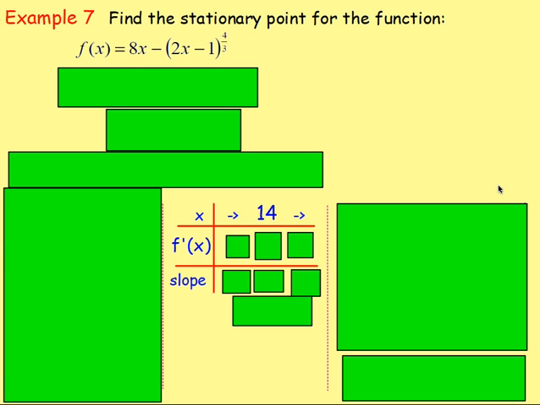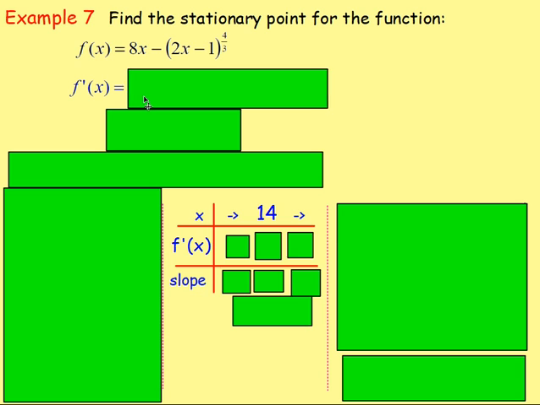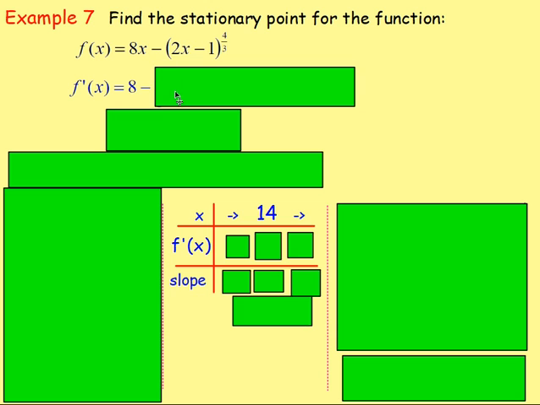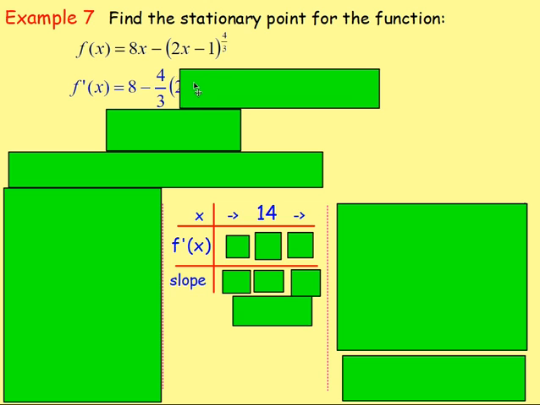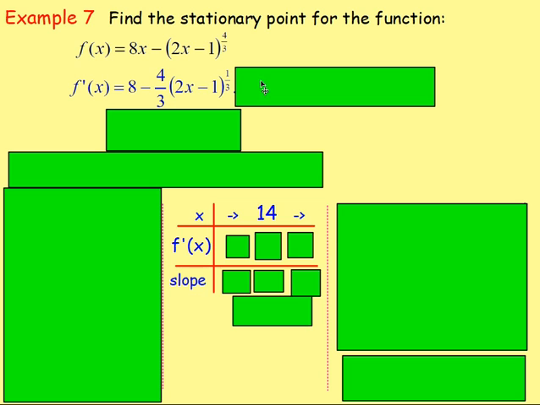Example 7, find the stationary point for the function f of x equals 8x minus 2x take away 1, and you've got the 2x take away 1 to the power of 4 over 3. So to get the stationary point, how would you go about doing that? Excellent. You would differentiate. So first of all, f dash x would equal 8x differentiates to become 8, and we're going to be having take away. Bring the power down, so you've got the 4 over 3, keep the brackets as they are, so 2x take away 1, but then take 1 off the power. So 4 thirds take away 1 would become 4 take away 3 is 1, so it becomes 1/3. And we're going to multiply that by the derivative of what is inside the brackets.